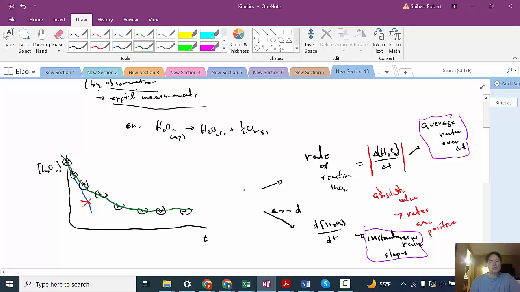So analyzing curves like this, we look at the rate of reaction of hydrogen peroxide. The rate of reaction of hydrogen peroxide is equal to the delta hydrogen peroxide concentration over delta T. Delta hydrogen peroxide concentration is pretty much delta Y over delta X. Delta Y over delta X is the slope of this. And so when we look at the slope, it's going to be the average rate over this time interval, delta T.